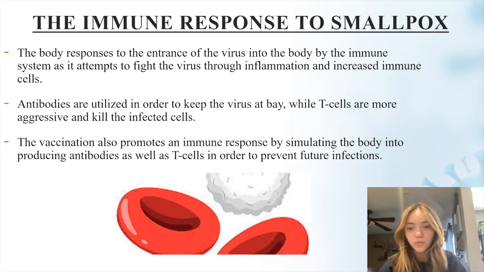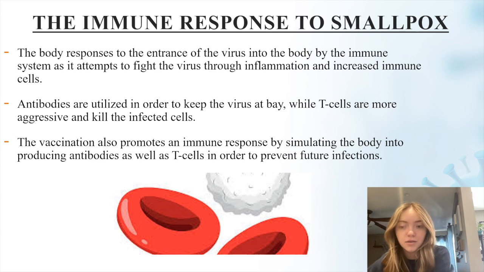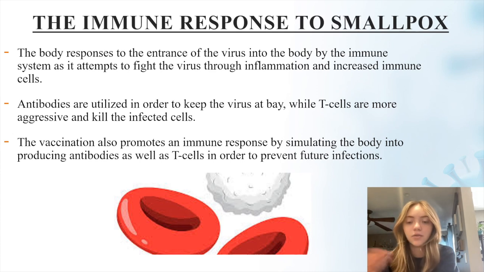Within the regular immune responses, antibodies are utilized in order to keep the virus at bay, while T cells are a bit more aggressive and go after the infected cells within the body and kill them in order to prevent more DNA replication and more cells from becoming infected.